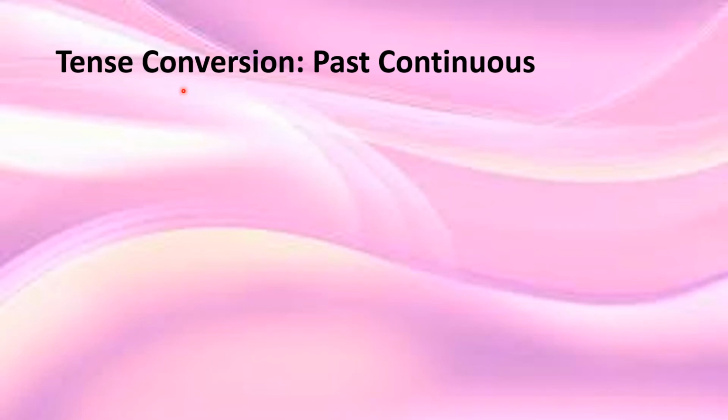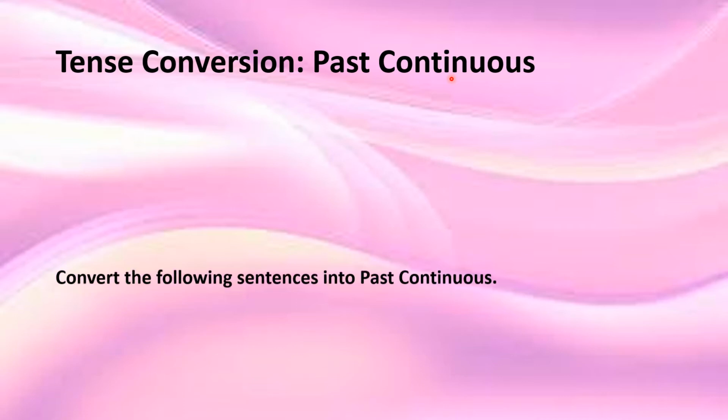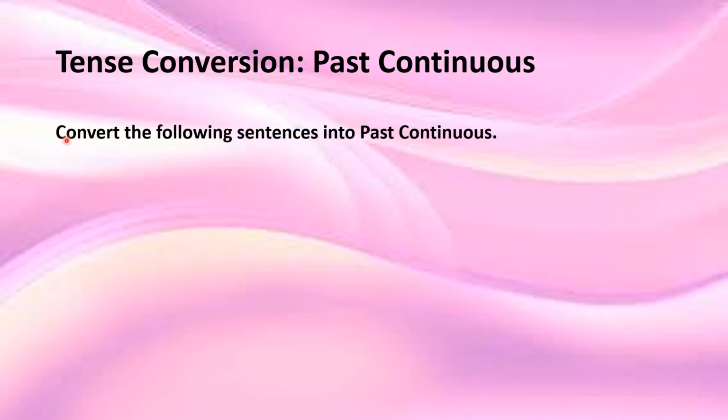Let's do some tense conversion. You will be given any sentence from any other tense, and you would be supposed to convert that sentence into the past continuous tense, either in affirmative form or negative or interrogative. This is your question, which states, convert the following sentences into past continuous.